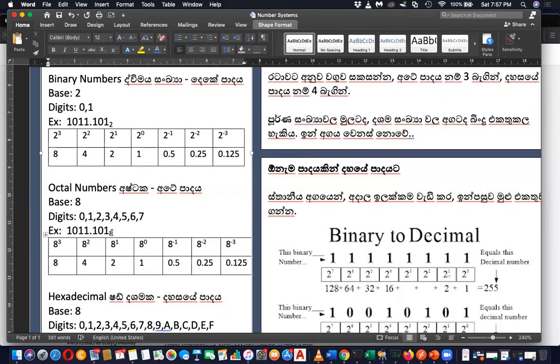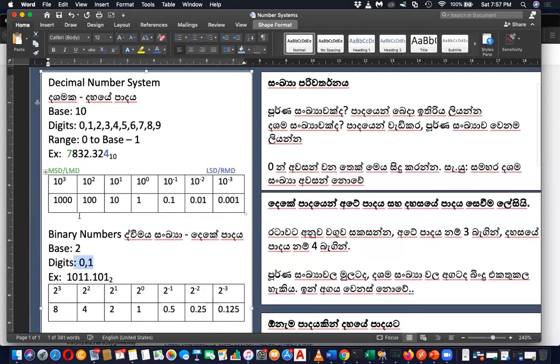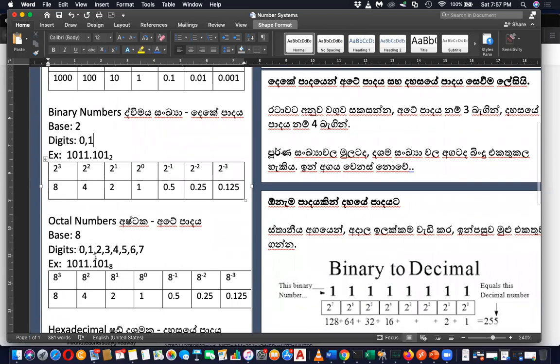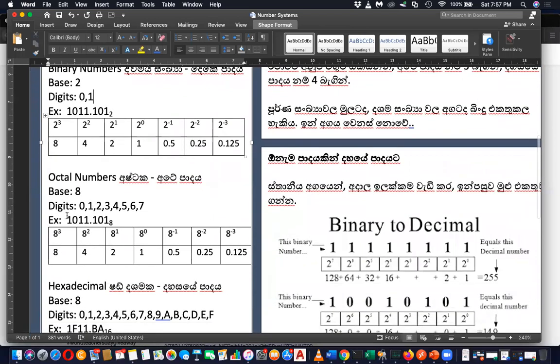Any number system can have ones and zeros. This number system will also have ones and zeros, and this one, and this one. In decimal also, you have ones and zeros. In this number system there are ones and zeros. Therefore, this is valid because this is base 8. So it's valid. Right, then what are the values?